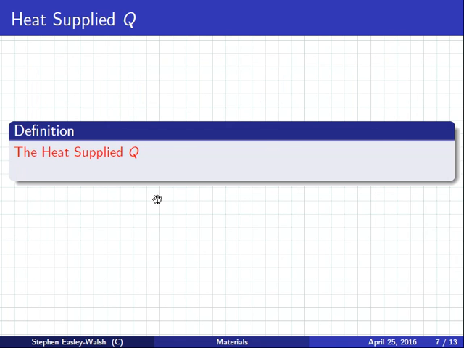The heat supplied Q is the energy pumped into the system. I'll give you an example of what I mean. I'm making a cup of coffee. I have to put it on something hot until the water boils. So the Q is the energy I put into the system from the outside. This is called the heat supplied, or Q usually.